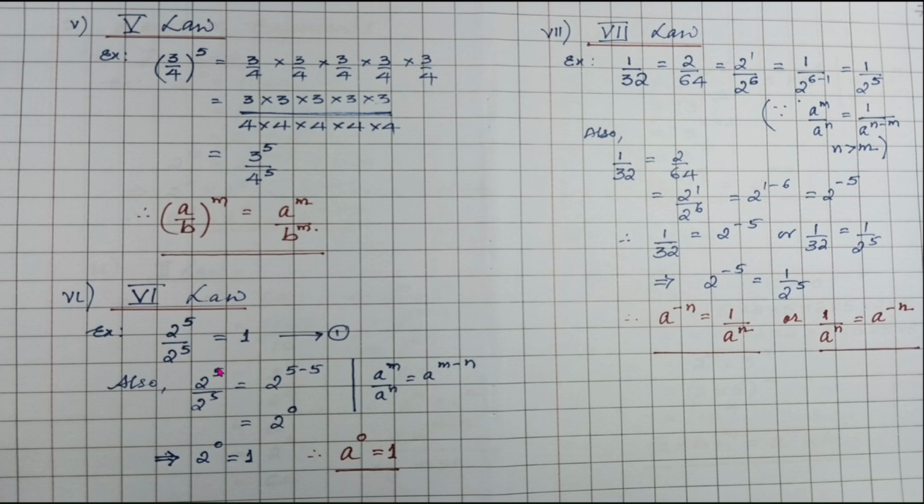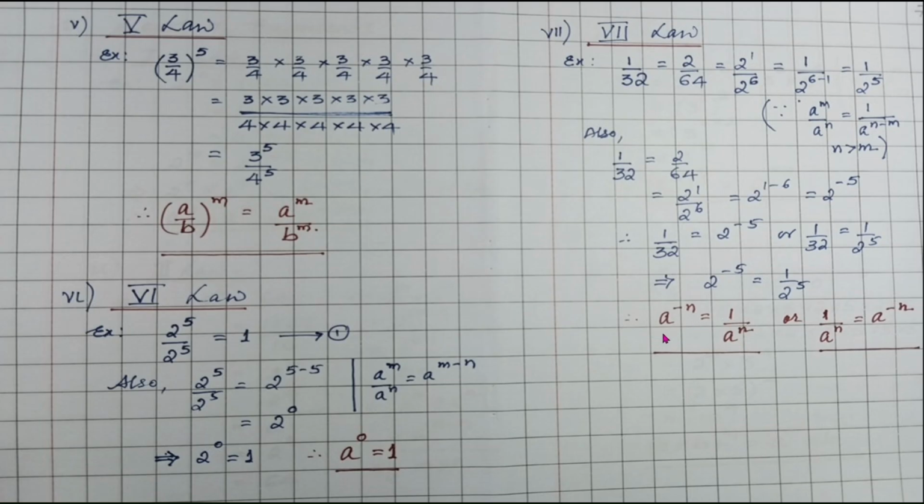Therefore the LHS 2 raised to 5 by 2 raised to 5 is 1, and 2 raised to 0 therefore has to be 1. If you have to generalize it, instead of 2, let me take it as a. Therefore any number raised to 0 is always 1. Remember that.